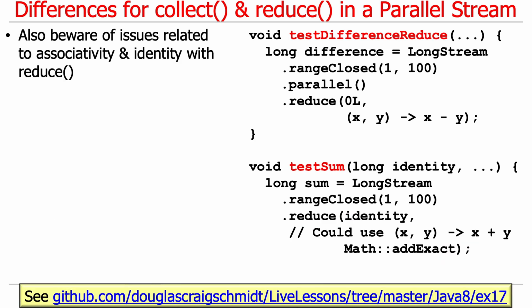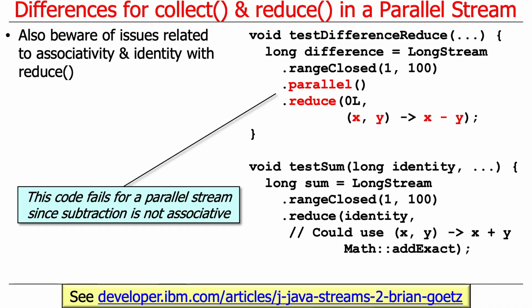So there's some other stuff to remember. There are issues having to do with associativity and identity with reduce. And the bottom line here is that subtraction is not associative. So if you run this in parallel, you'll get strange results because it's going to do the subtractions in different orders. And since subtraction is not associative, it matters. So you'll get the wrong answer.